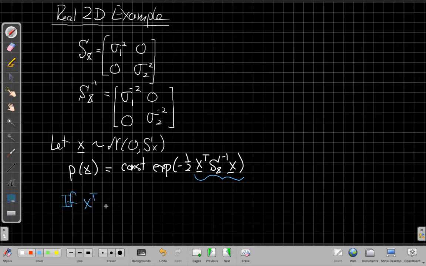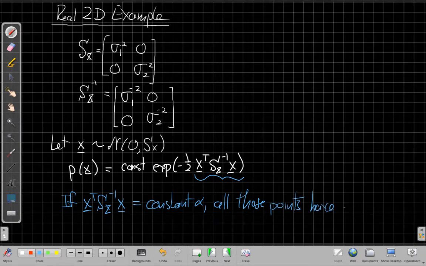So again, we see the same thing here, that for the family of points, or the set of points X, such that X transpose times S inverse times X is constant, alpha say, all those points have the same probability. So again, we say they're equally probable.